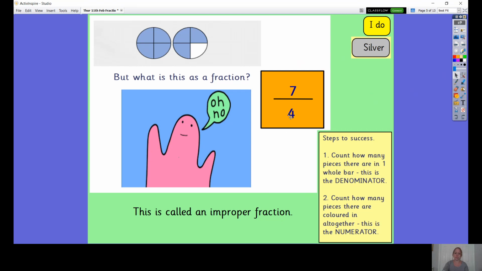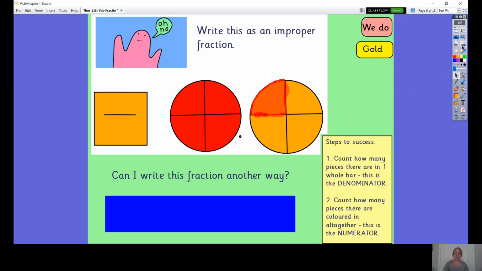Because that's not really how fractions should go, okay? But that is a correct representation of that picture. So they're called improper fractions when you've got more than one whole, so that you end up with a bigger number on the top. So if we just move on to this then, can you have a go at writing this one as an improper fraction for me?